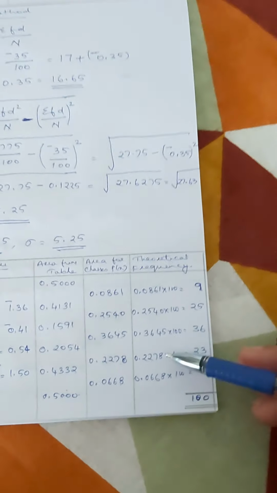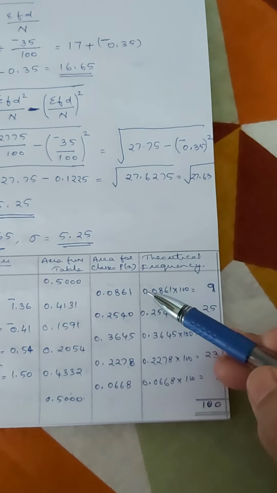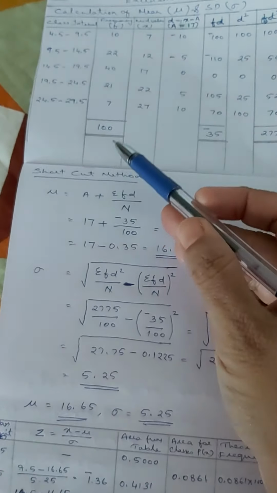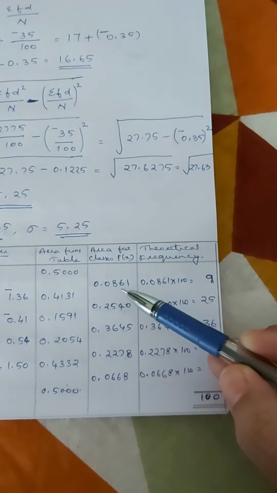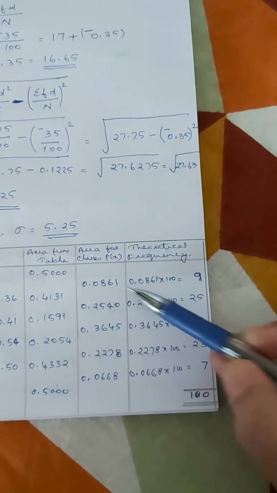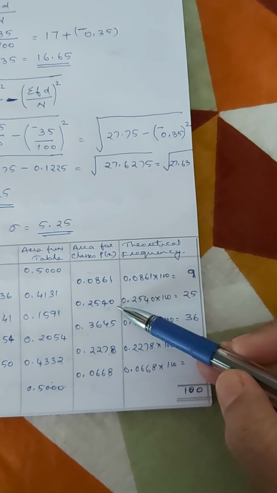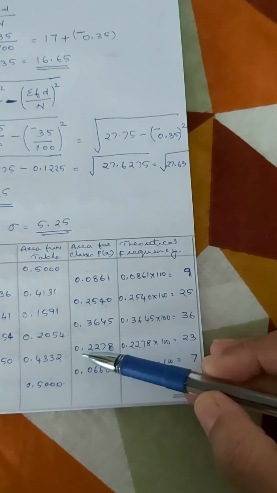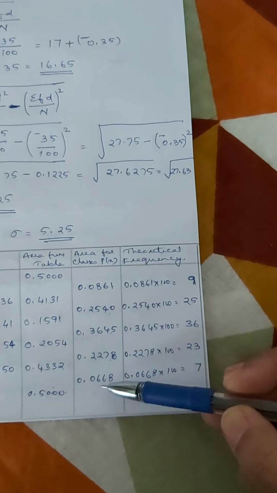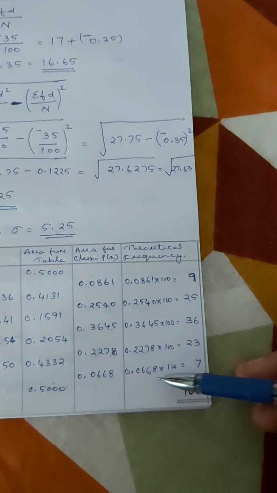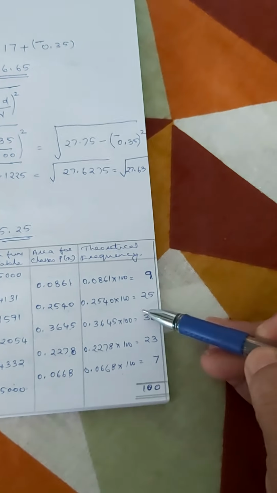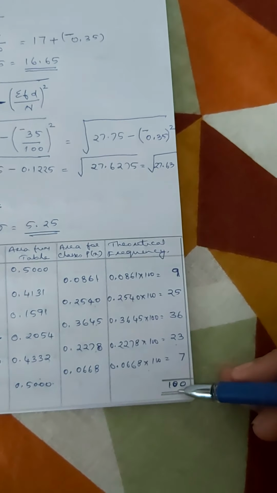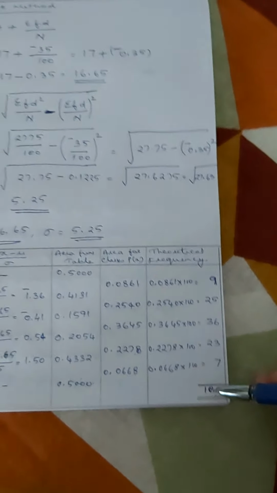Then calculate the theoretical frequency, that is P of x into total frequency. You know the total frequency is 100. So it is 0.0861 into 100, 0.2540 into 100, 0.3645 into 100, 0.2278 into 100 and 0.0668 into 100. It comes to 9, 25, 36, 23 and 7, and the total frequency is 100. Okay, hope it is clear.